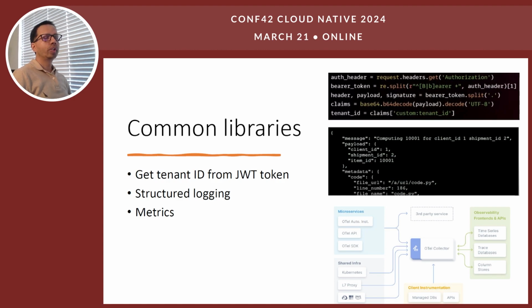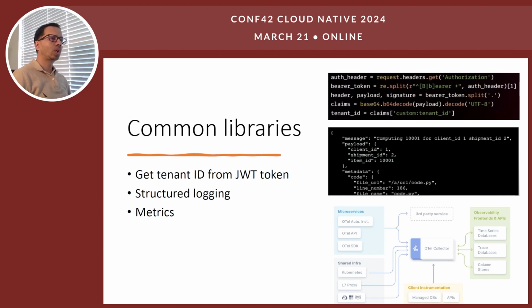Another important thing we need to keep in mind whenever we are building a multi-tenant SaaS application is that we can move our code to some common libraries. For example, for this repeating task where we always need to get the tenant ID from the JWT token. The steps involved: we need to read the authorization header from the request, then we need to get the bearer token and claims, and after that we can get this tenant ID.